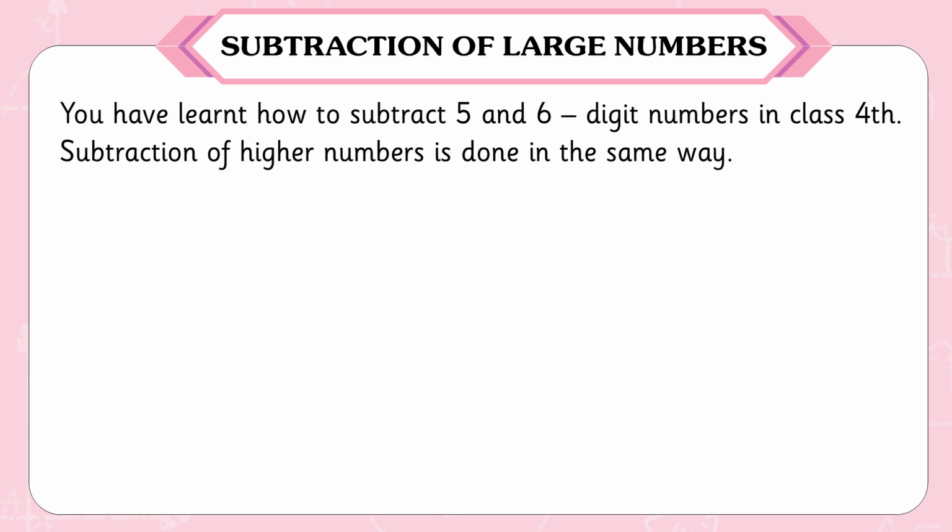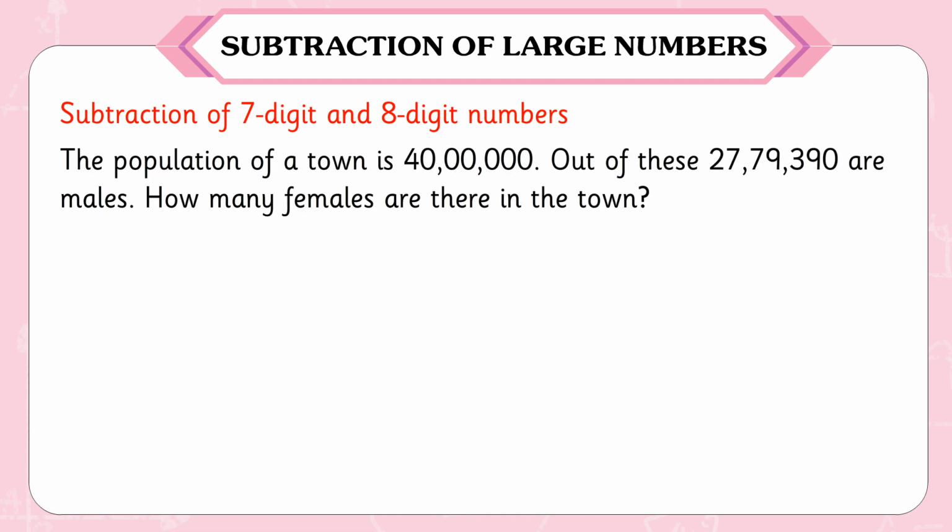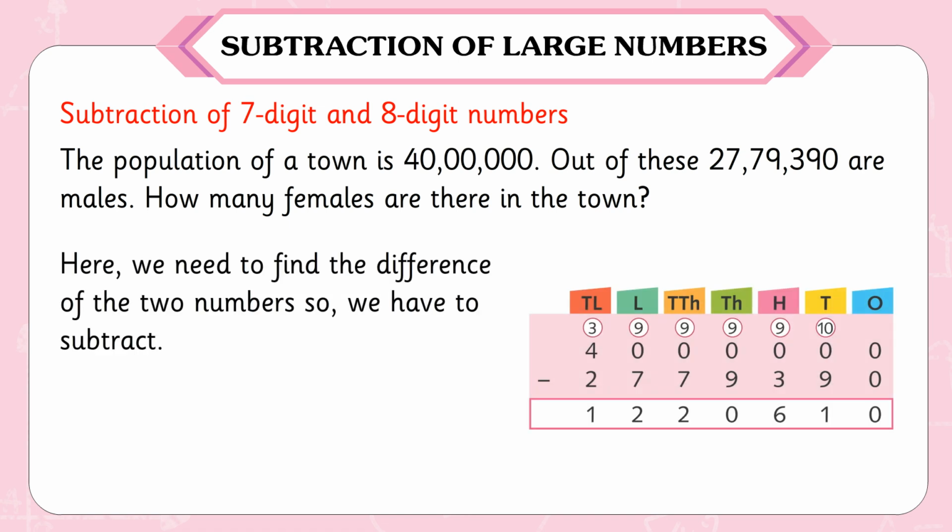You have learned how to subtract 5 and 6 digit numbers in class 4. Subtraction of higher numbers is done in the same way. Subtraction of 7-digit and 8-digit numbers. The population of a town is 40 lakh. Out of these, 27,79,390 are males. How many females are there in the town? Here, we need to find the difference of the two numbers, so we have to subtract.